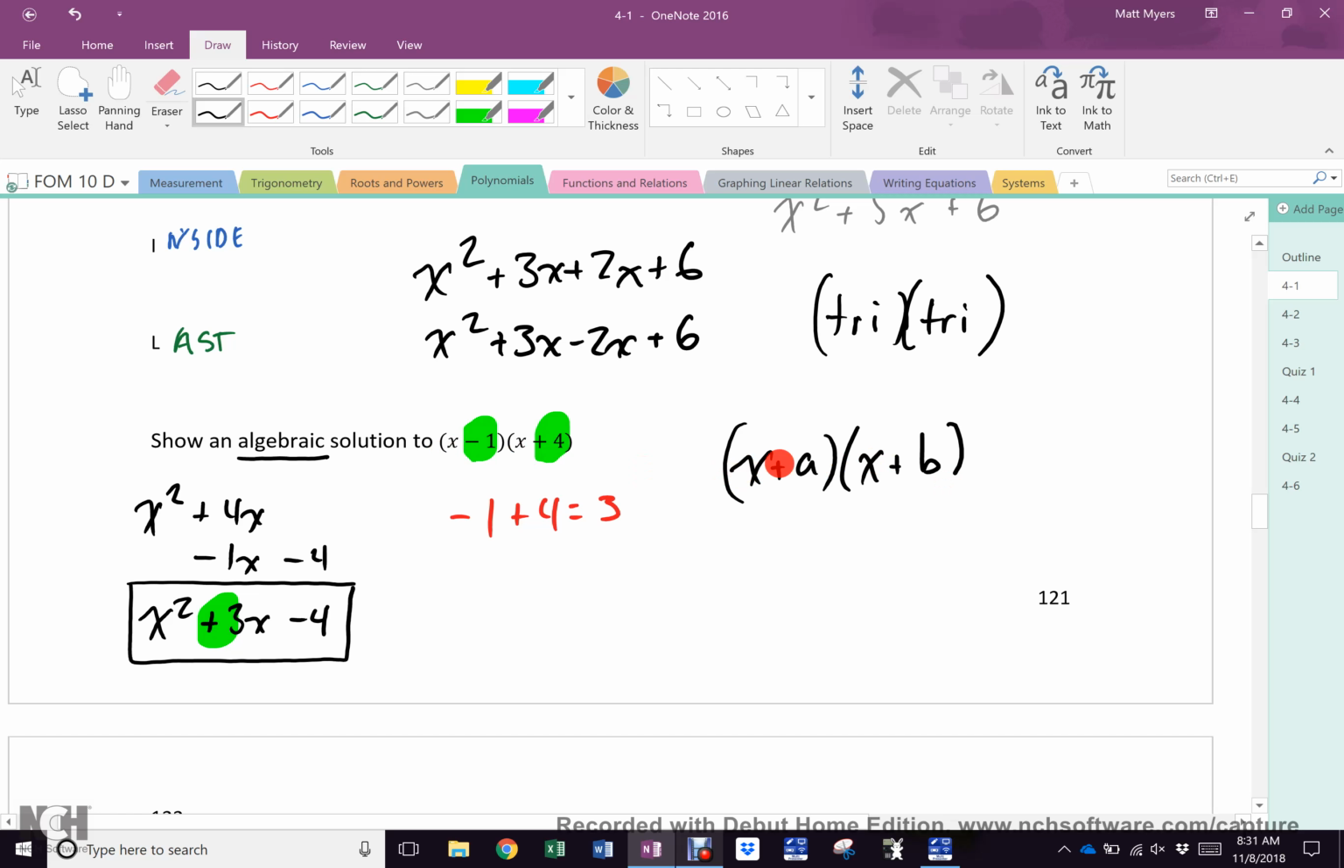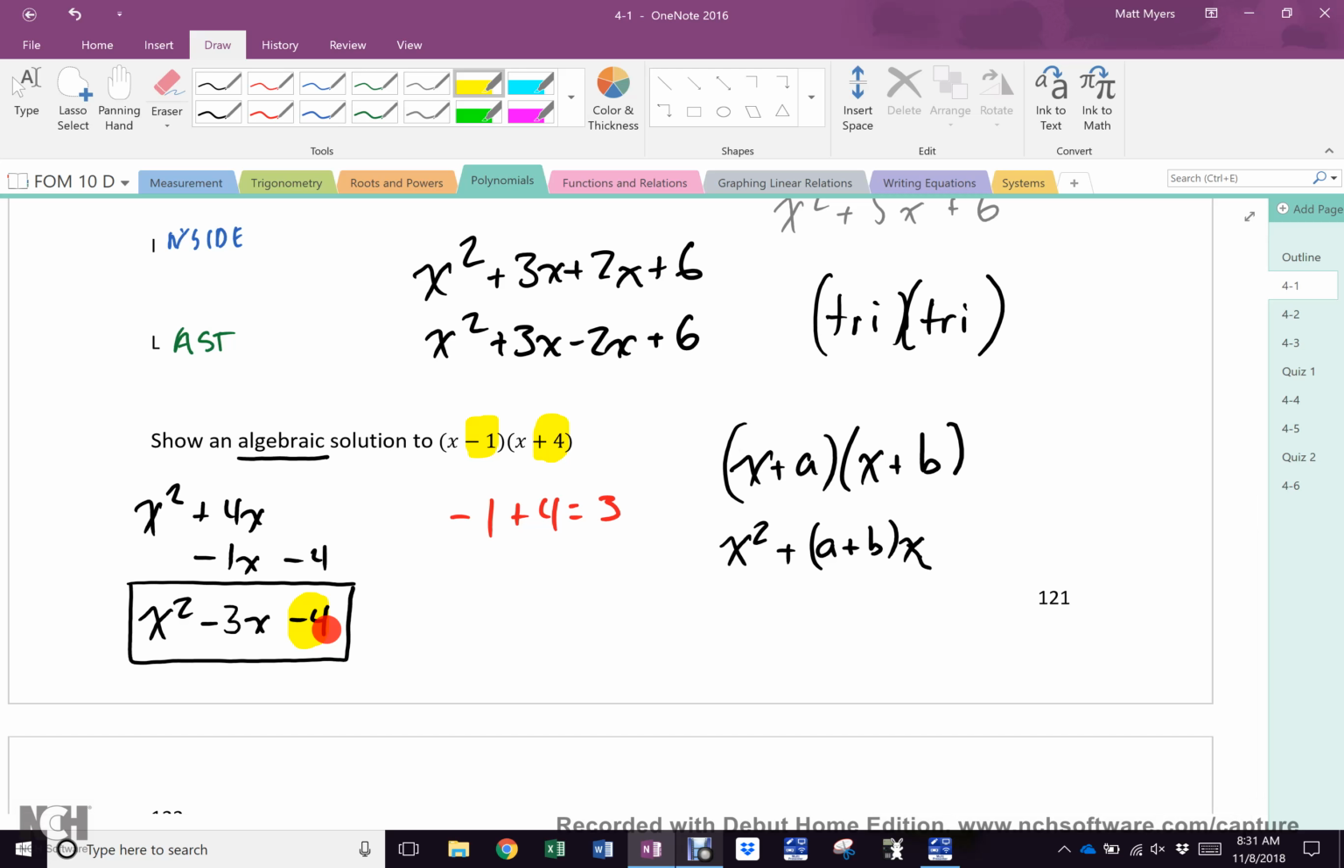and please notice it only works when there's an x there, or an m or a p, it has to be a single letter. This is going to be x squared. This is going to be a plus b times x. Everybody see that? Does everybody see that? Okay. Now, is there a connection between -1, +4, and -4? What is it?